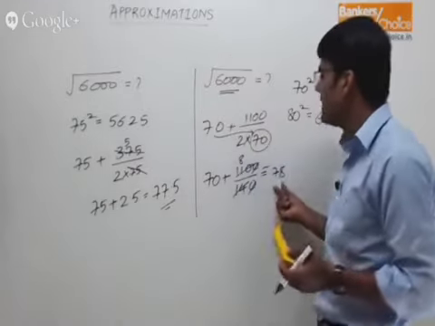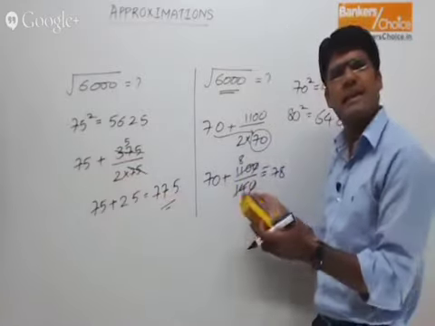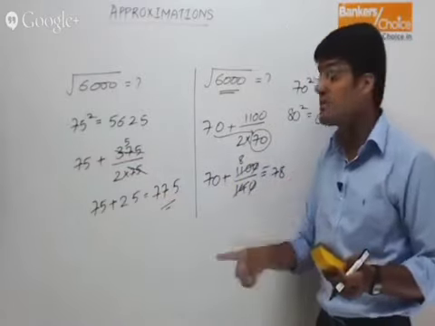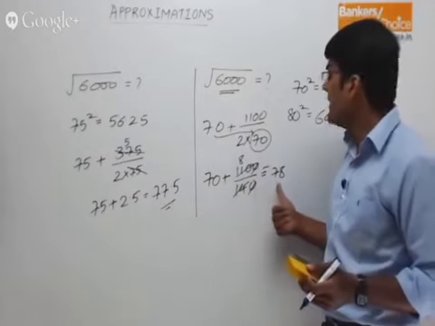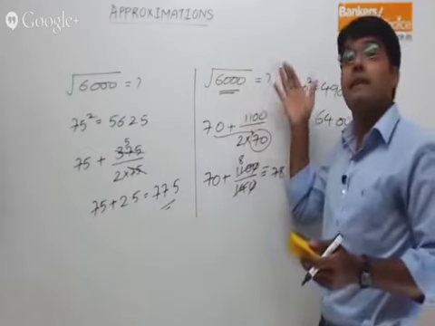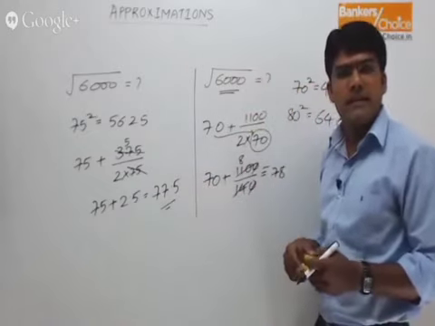Earlier we had got 88 when we took 70. Now when you have taken 75, you are getting 77.5. So approximately 77.5. In fact, if you try to observe, this is actually a better answer, right? 78 was 6,084, so the answer should be less than that. That is the reason we are getting something lesser than 78 here.